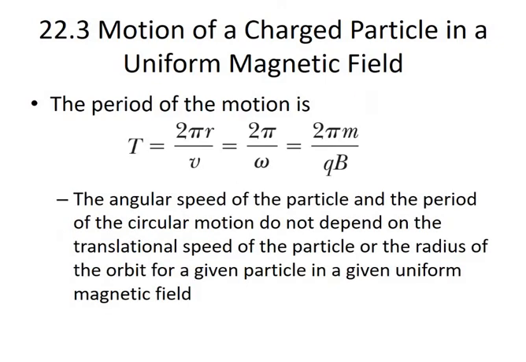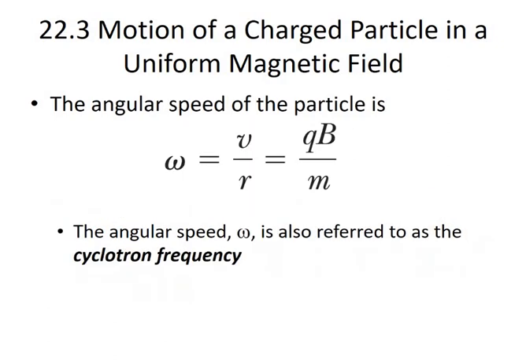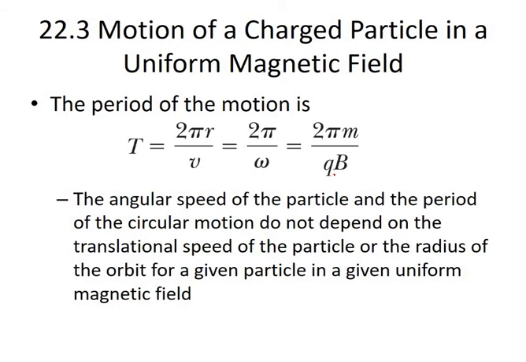Great. And actually, now if we have the angular frequency, you can calculate its period, which is the next equation. The period of this motion, T, is going to be equal to 2 pi r divided by the speed, or r divided by v is the inverse of angular frequency, or, now going back, you remember the equation, v over r equal to qB over m, it's going to be 2 pi m divided by qB. Okay. Here it says the angular speed of a particle and the period of a circular motion do not depend on the translational speed of the particle or the radius of the orbit for a given particle in a given uniform magnetic field. Well, okay, we can see that in the equation.